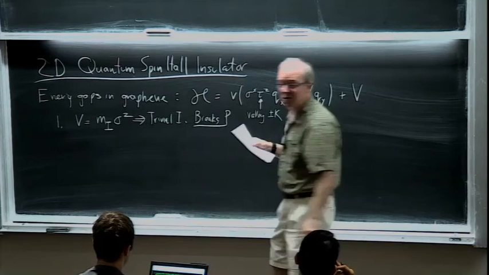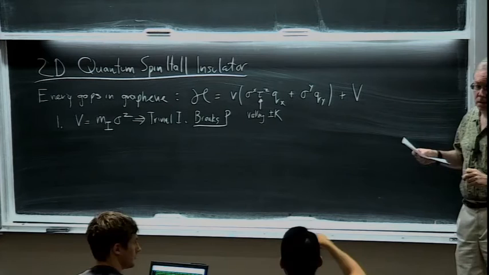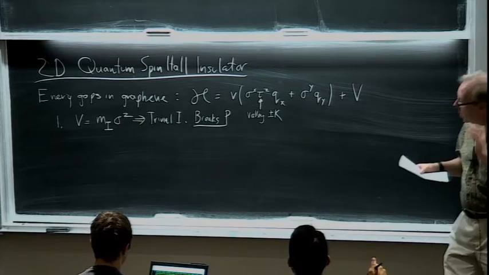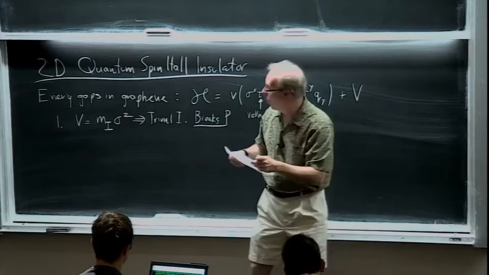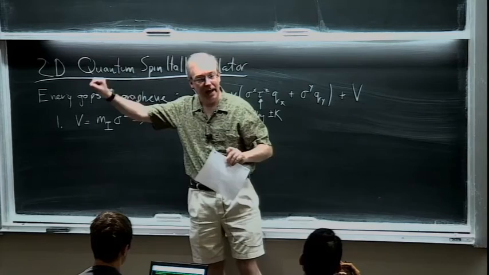Just here, that I understand. You mean my sigma z and identity part? Pardon me? Yeah, that's right. Yeah. So the point I want to make is that the mass here is the same at the K and the K prime point. It has the same sign.